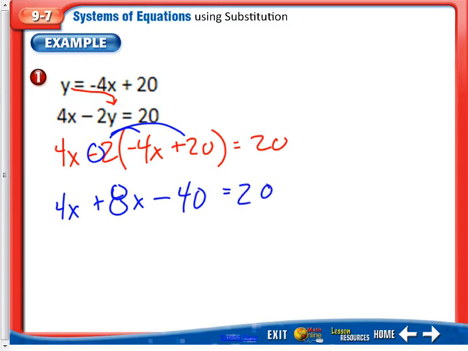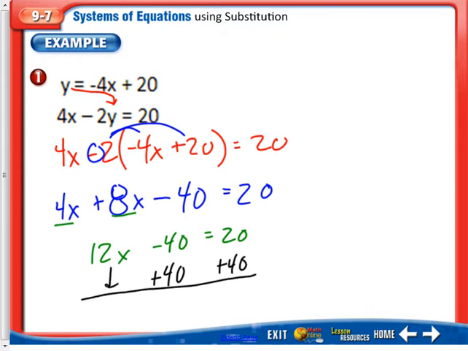Okay, and so right now we can combine like terms. I have 4x and 8x, so that makes 12x minus 40 is equal to 20. And now we need to get rid of the addition and subtraction, so let's add 40 to both sides. All right, and then we can bring our 12x down. This is going to be 0. We bring our equal sign down, and it's going to be equal to 60.